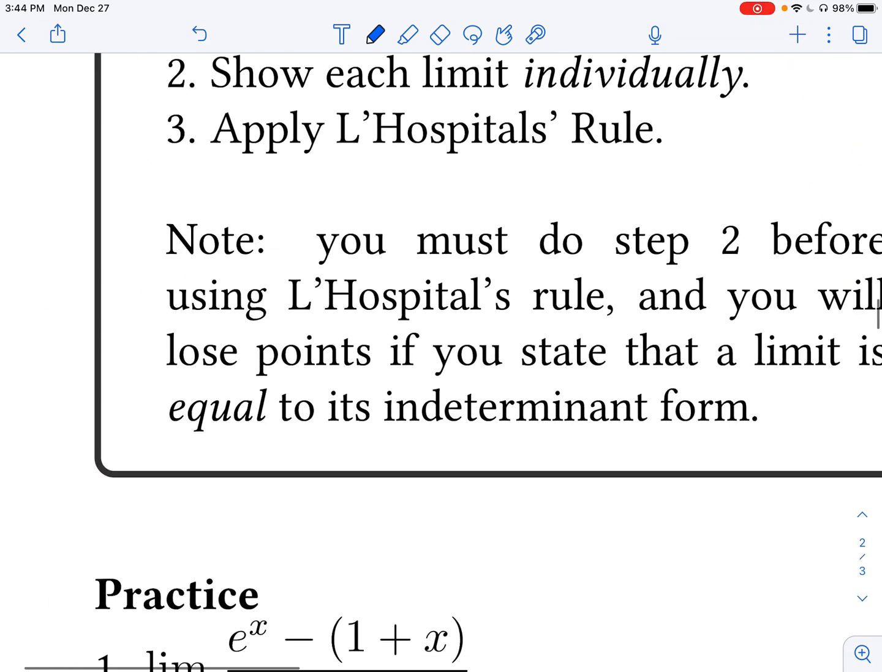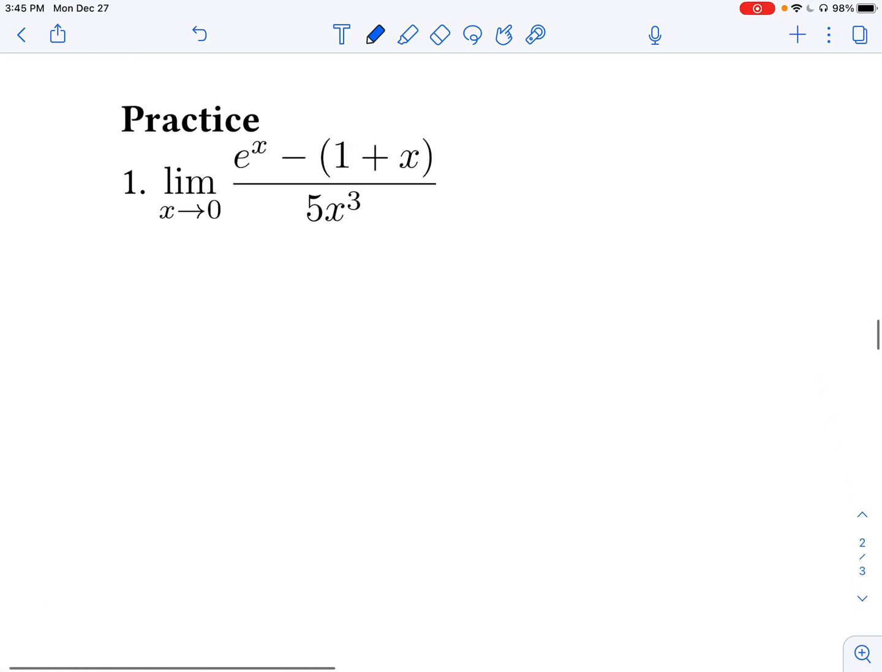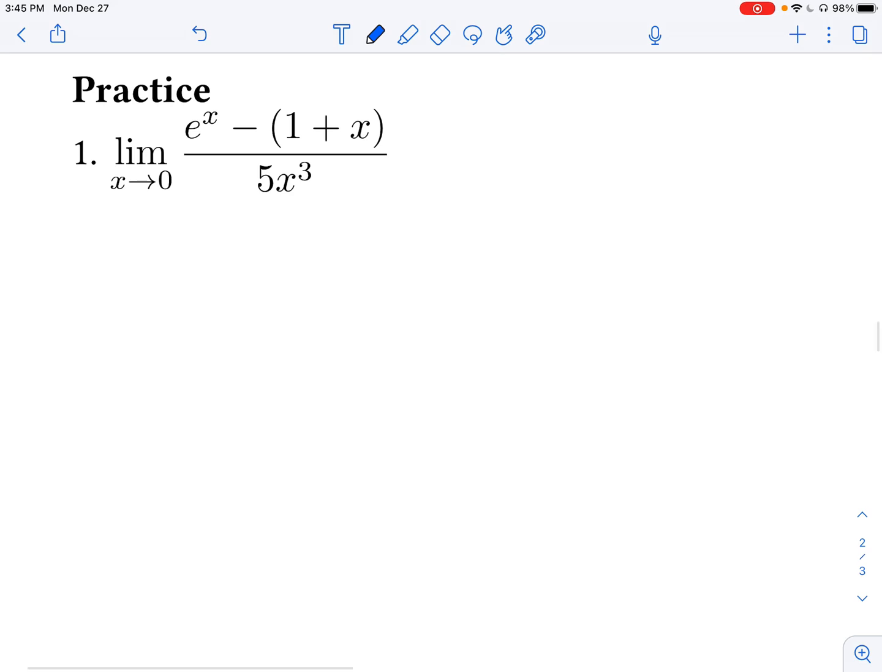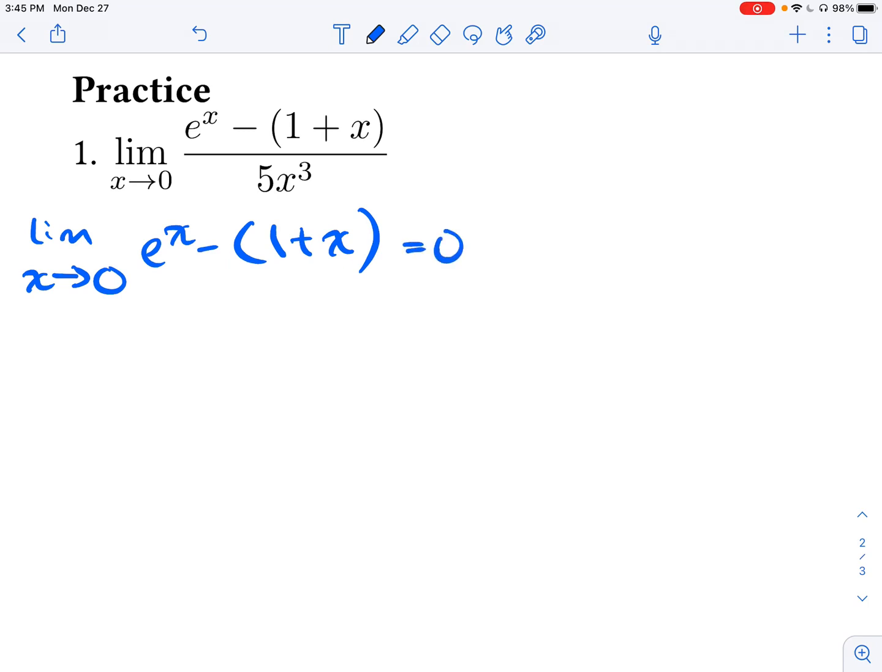All right, let's try one more example in this video lesson. Let's try this one here. Well, really quickly, if we take the limit as x approaches 0 of e to the x minus 1 plus x, well, again, e to the 0 is 1 minus 1 plus 0. All of that's equal to 0. And the limit as x approaches 0 of 5x cubed, we're now doing the denominator's limit, well, this also is going to be equal to 0.